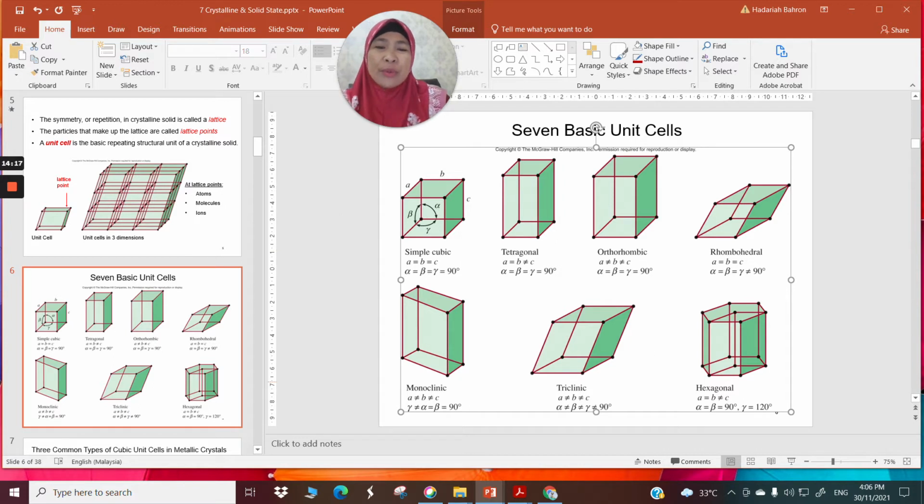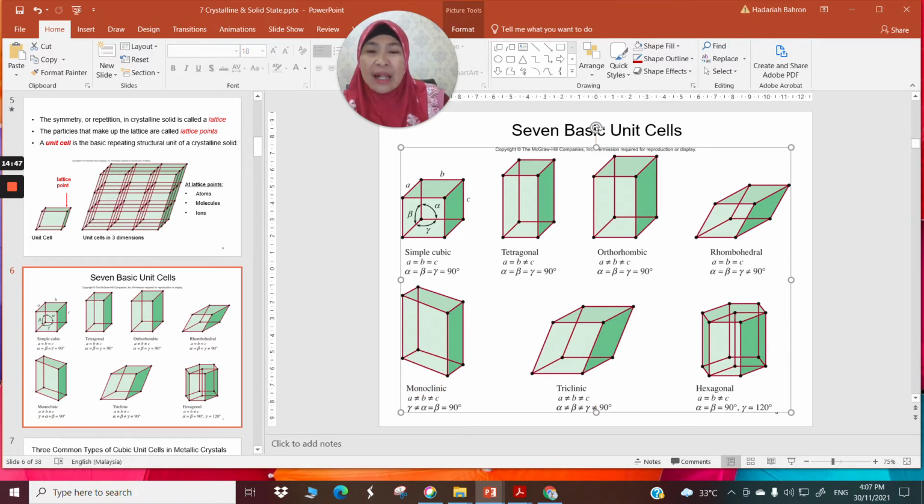And then monoclinic is when you have A not equal to B, not equal to C. Alpha is equal to beta, and they are 90, but your gamma is not equal to 90. So you're going to get this type of structure. And then number 6 is called monoclinic.